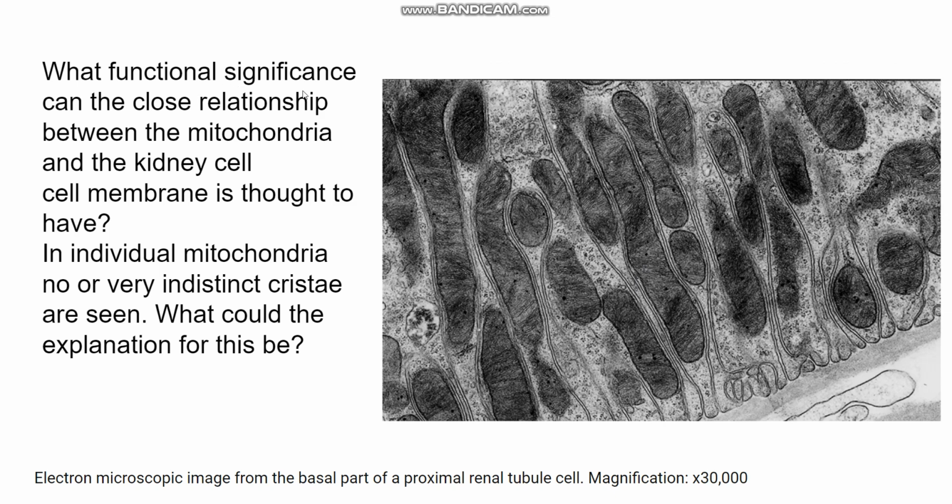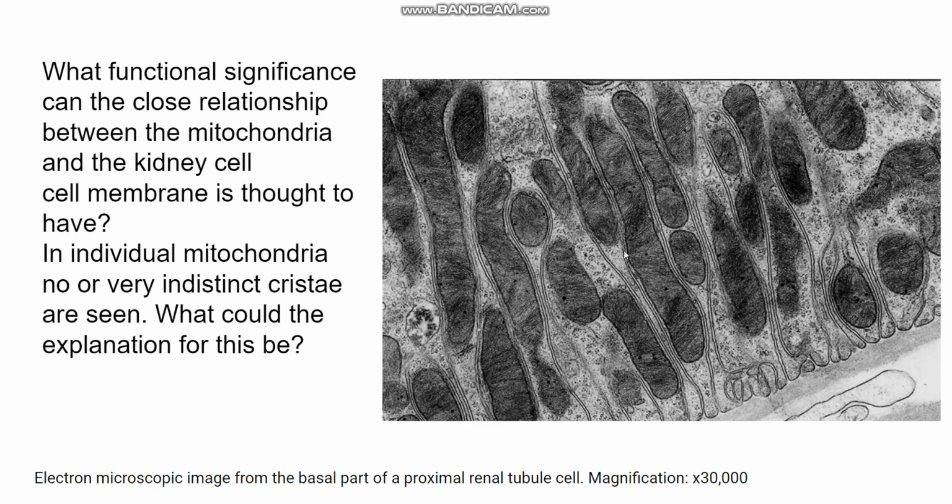Now, what functional significance can the close relationship between the mitochondria and the kidney cell's cell membrane be thought to have? Here we see an electron microscopic image from the basal part of a proximal renal tubule cell, and we need to solve these two questions. Also, in individual mitochondria, no or very indistinct cristae are seen. What could be the explanation of this? So here we see very not detailed cristae.